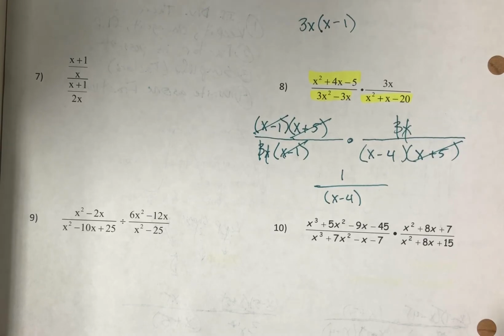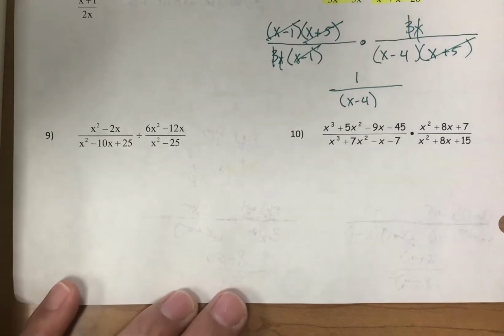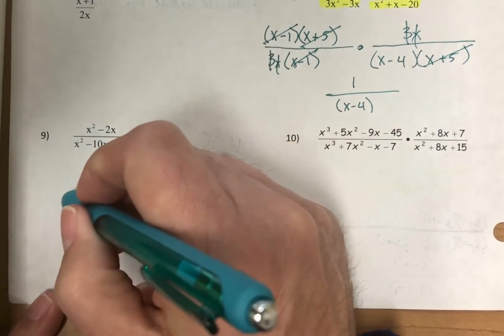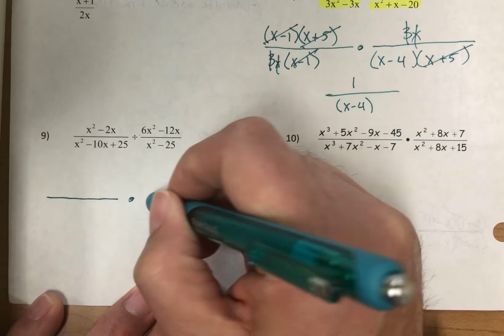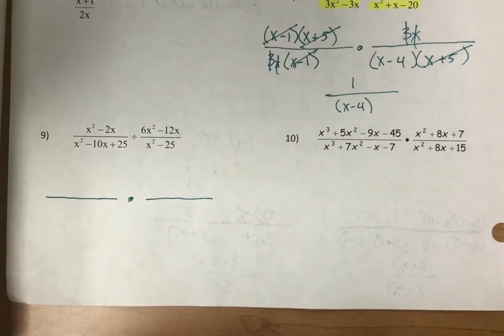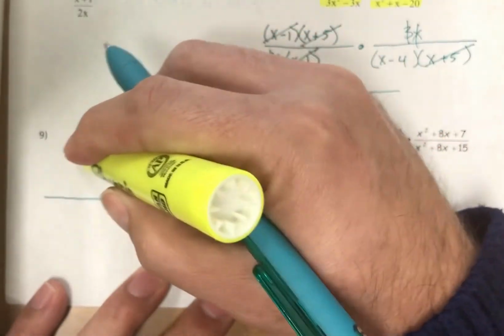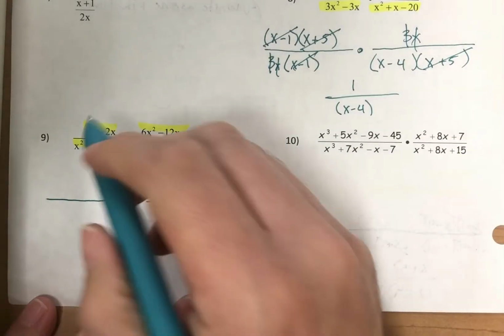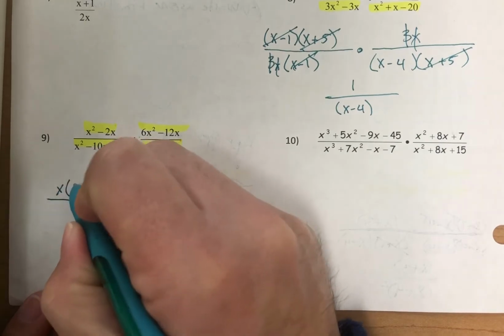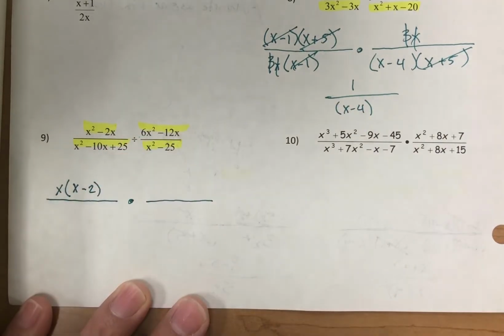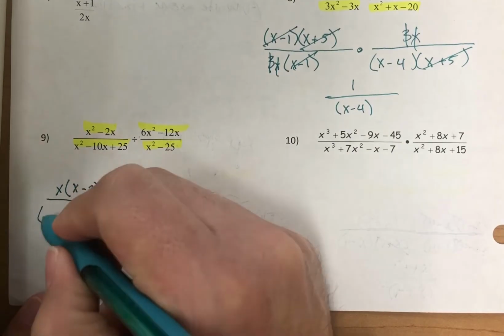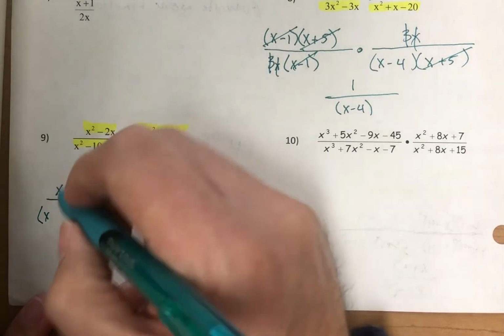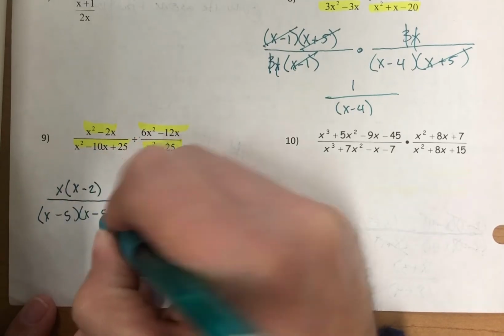And then I'll also do number 9. Okay, this one is division, so we have to keep it, change it, flip it. Okay, so keep it, change it, flip it. So things that need to be factored are all 4 of these. Okay, so right here, the numerator, I can factor out an x. It becomes x minus 2. The denominator, I can factor to become x minus 5 times x minus 5.